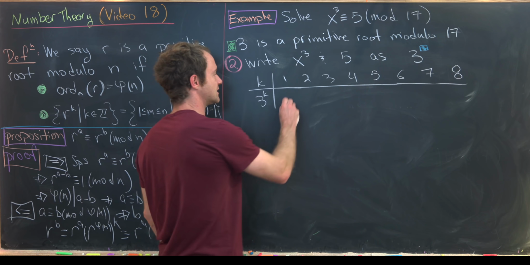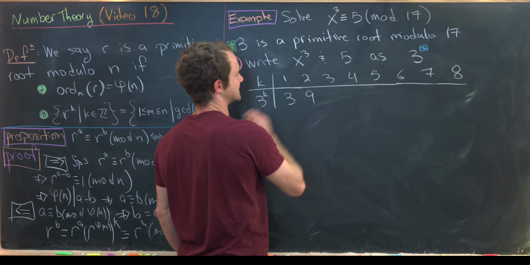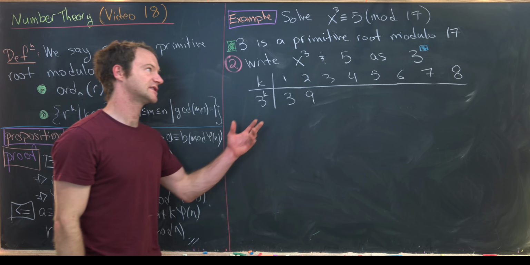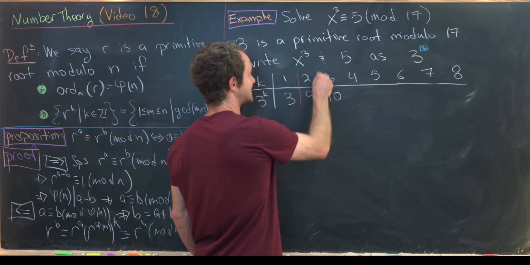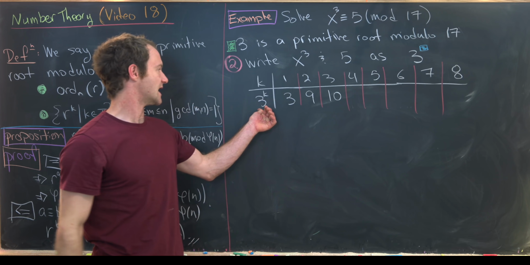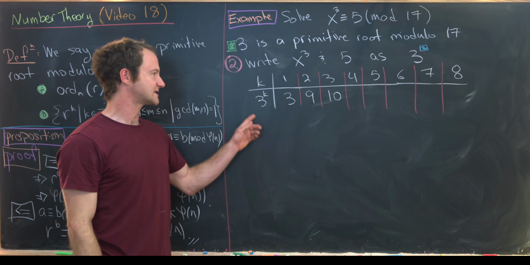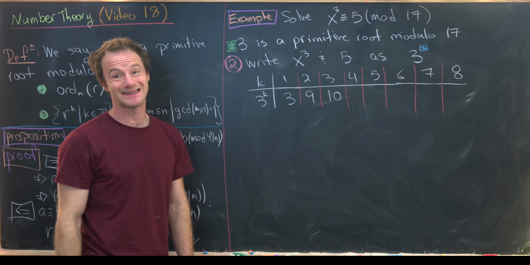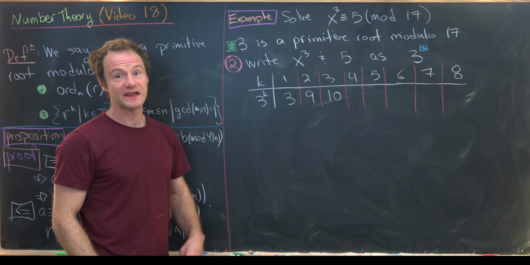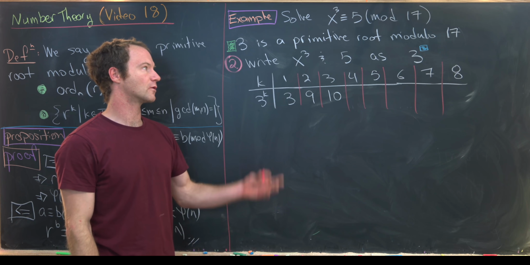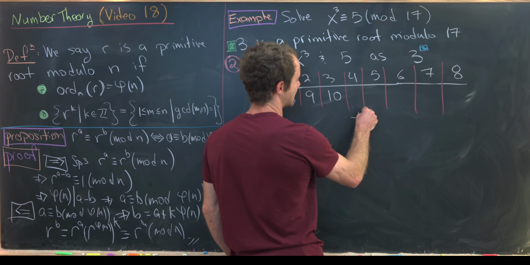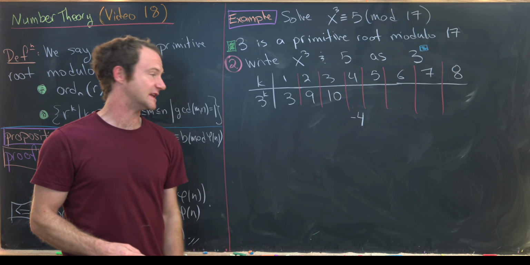Okay, so 3 to the 1 is 3. 3 squared is 9. 3 cubed is 27, but let's recall that 27 is the same thing as 10 because we're working mod 17. Okay, but now we can take 3 to the 4th. That's going to be the same thing as 3 times 10, which is 30. But then 30 is 4 less than 34, which is 17 times 2. So this is the same thing as -4. That might be a little bit easier to work with.